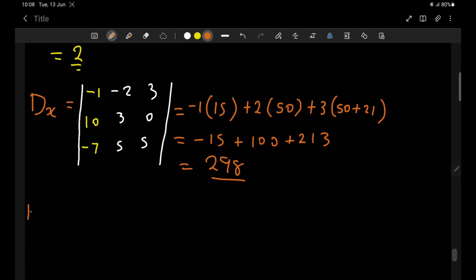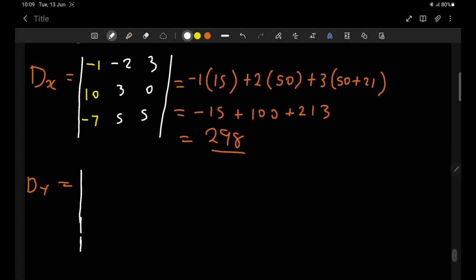We go for the determinant with reference to y. So for this one, we're replacing the middle column. So the elements will be maintained throughout. So we have -1, -1, 2. Then the elements on the middle, we are changing them. So we are putting the solutions, -1, 10, and -7. Then the final column will maintain with 3, 0, 5. Then we solve it.